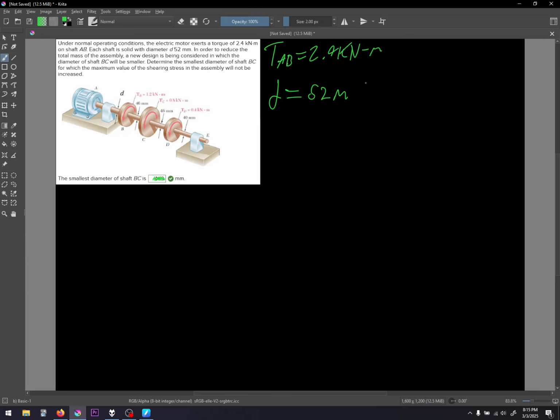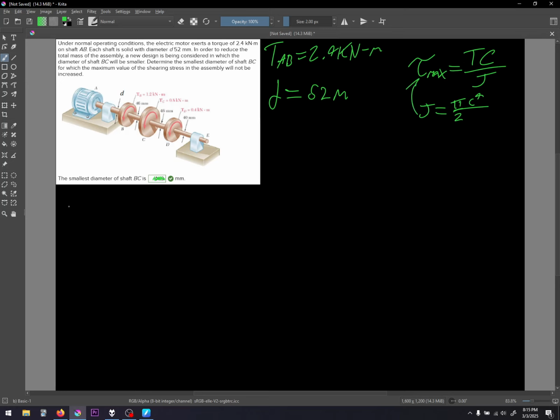It says without increasing shearing stress. So what's shearing stress? This is shearing stress, and the max is T C over J. What's J? J equals pi C to the fourth over 2. Okay, and with these, knowing what C is for each of them, we can find tau max for each of them because we're also given the torques.